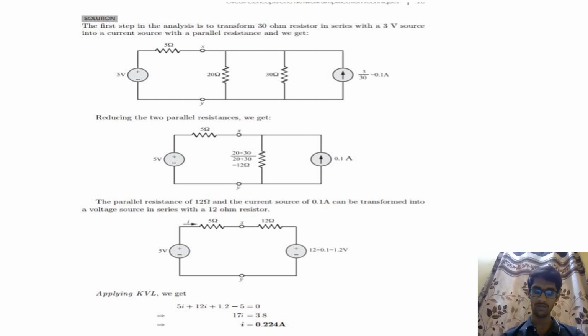By adding 5 and 12, we get 17 I, and 17 I equals 3.8 volts. Then I can be simplified to 3.8 divided by 17, which evaluates to 0.224 ampere. This is the current which flows across the whole circuit, that is I equals 0.224 ampere. Let's move on to the second question.